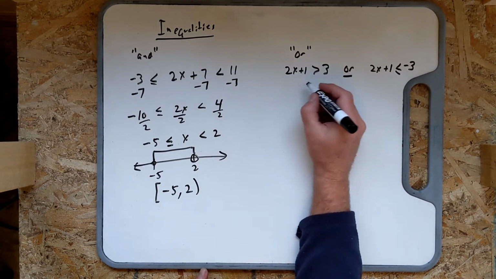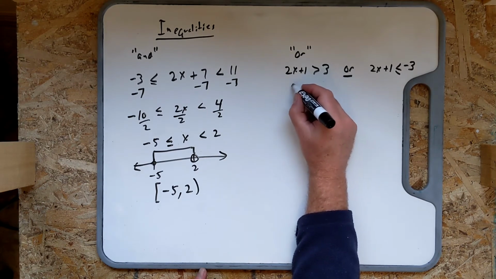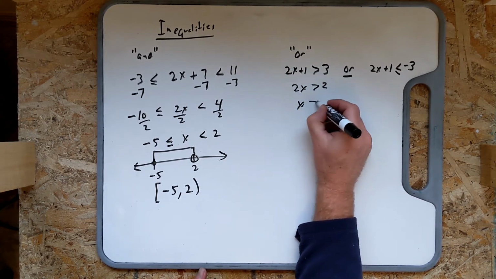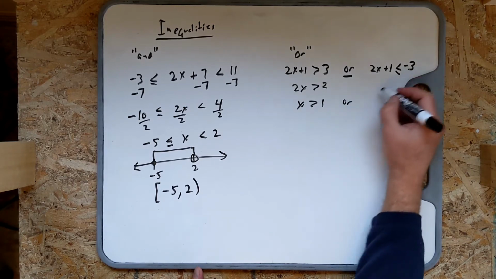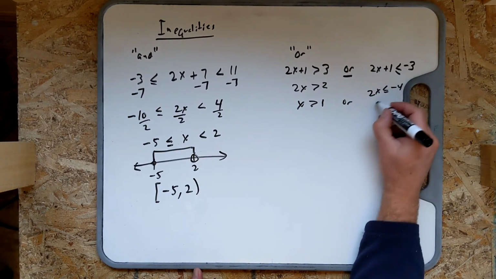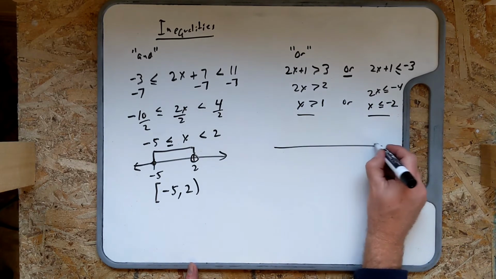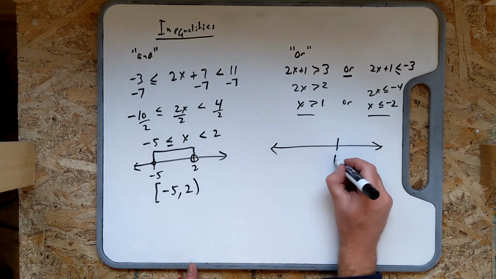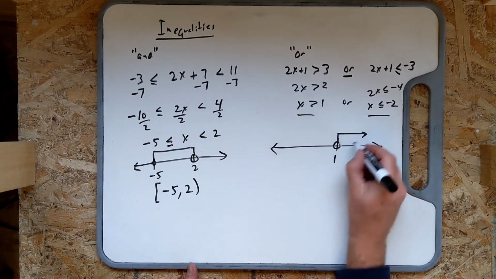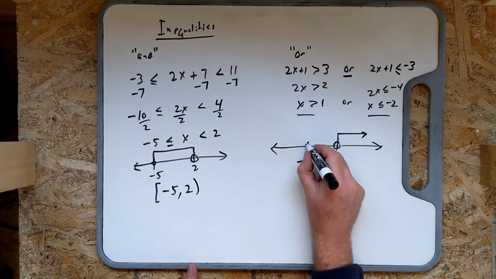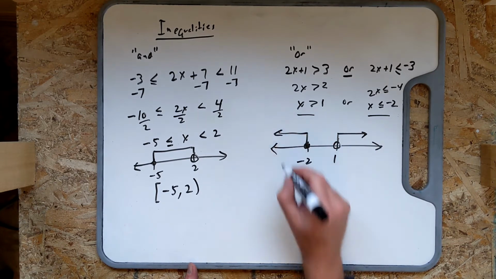Okay, the ors, you have to solve them each separately. That gives you x is bigger than 1, or x less than or equal to -2. Gives you 2 parts. These graphs will look a little different. It says x is bigger than 1, and x is less than or equal to -2, like that.